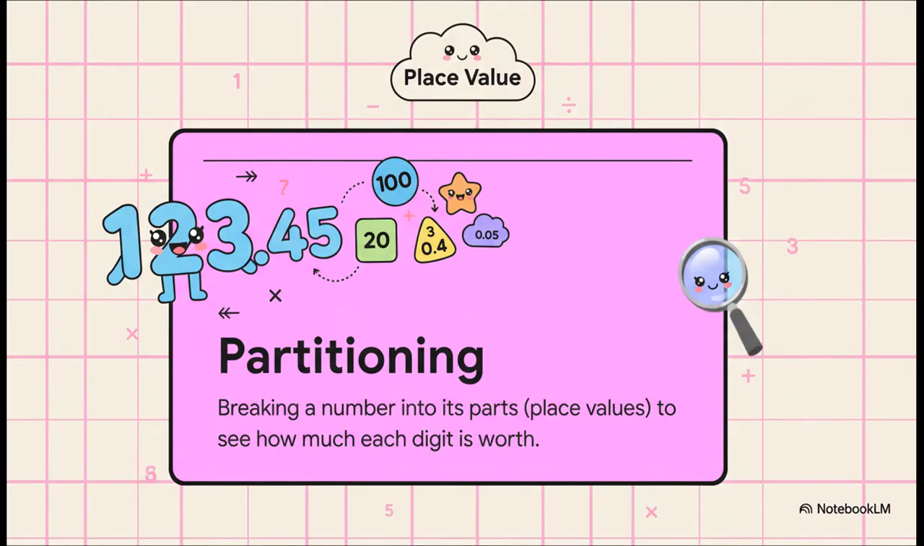So here's the key thing to get. Partitioning is all about understanding that a digit's value depends completely on its place. It's not just a random string of digits. It's a whole system where location is everything. This is what we call place value, and it's the secret sauce for seeing how numbers are actually built.